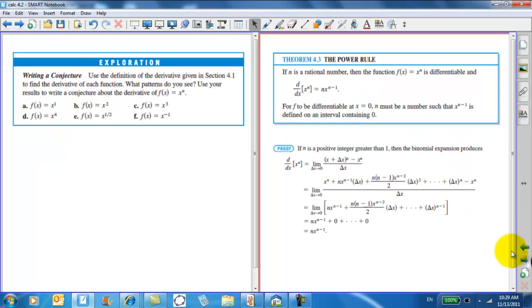Now we're going to go ahead and look at the power rule. And let's explore one of these from over here in this exploration before we get to the power rule so you can see where it's coming from. And we're going to use the definition of the derivative on, let's do this one, f of x equals x cubed.